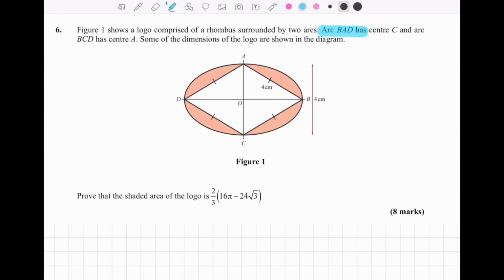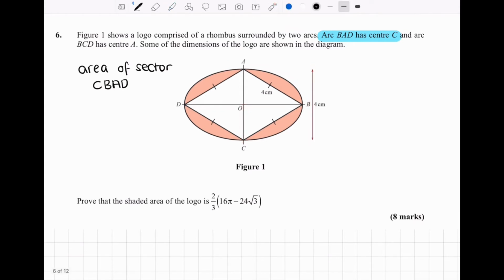Now, question 6 is one of the more difficult ones to understand, but we'll read this really carefully. So arc BAD has centre C. So we can do the area of that sector because we know the centre of that circle will be at C. We just need to find the angle of the sector, and we can do that using basic trig.